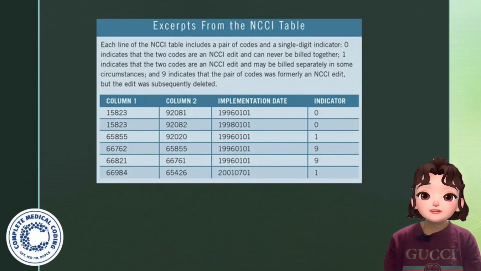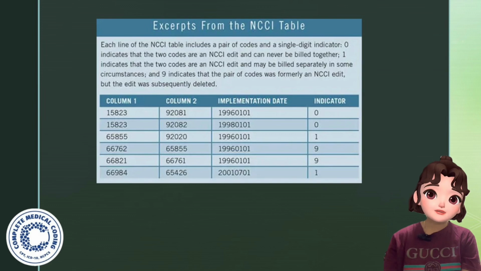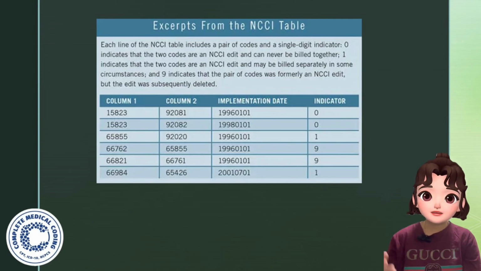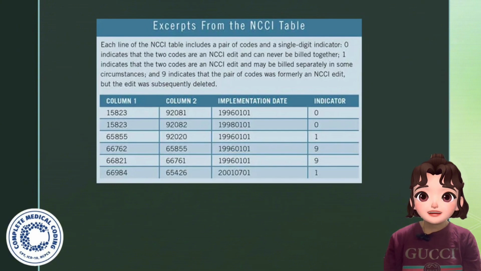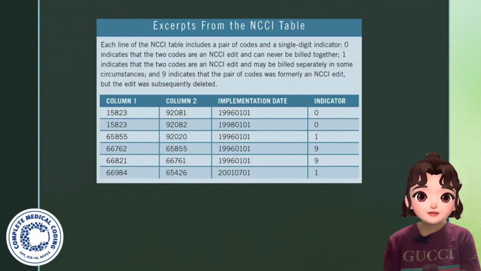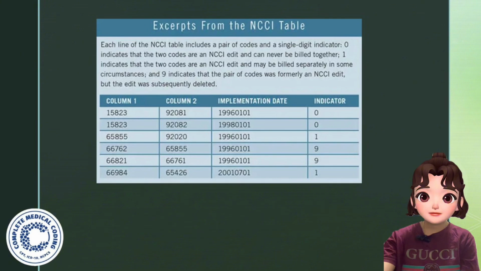As I told you earlier, if there are two panels with the same procedure, you should not bill both the panels separately. You have to bill one panel and separate the other panel, coding the tests which are not included in the second panel, like that. And 9 indicates that the pair of codes was formerly an NCCI edit, but the edit was subsequently deleted. Formerly it was an NCCI edit, but now it's deleted. So it means that also cannot be billed.